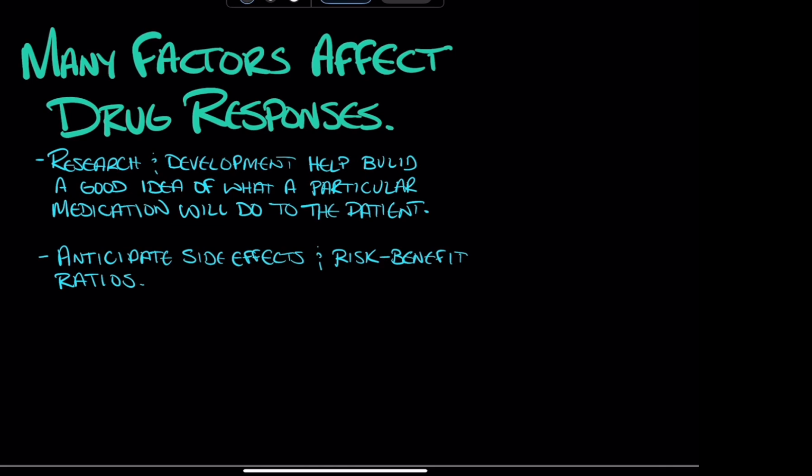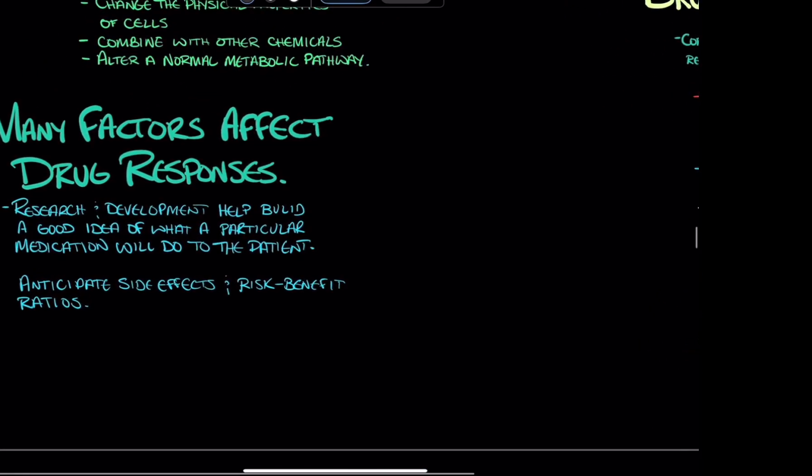So through research and development, basically in studies, research has shown what a good dose or what specific concentrations of medications will do to a patient. That's why they develop what's called a therapeutic index. They'll be able to determine what the upper limit and lower limit of medications are that can affect a patient. And they'll help us anticipate what the side effects are, risks and benefits, and what the actual gap would be between those two.